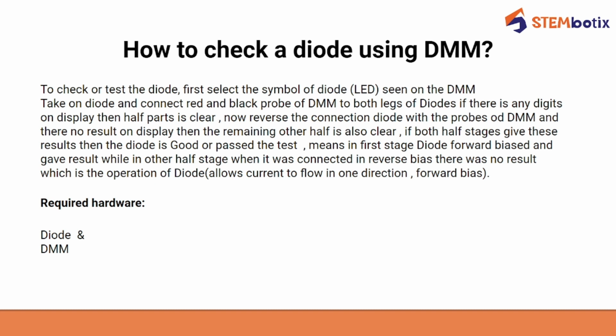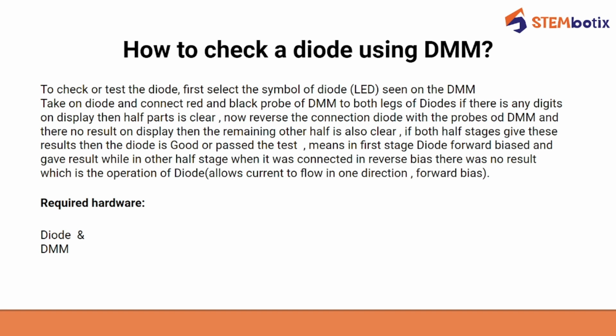Now, how to check a diode using digital multimeter? Our second part over here is to check your diode. To perform this, you will require a diode or an LED and a digital multimeter. To test the diode, first select the symbol of diode. As we have done in the previous case, the selection range or panel selection is the same area.